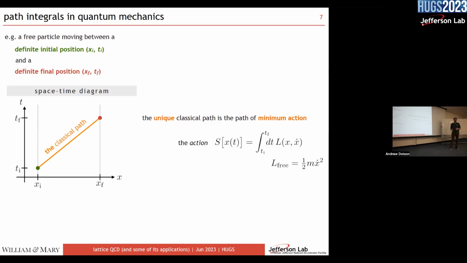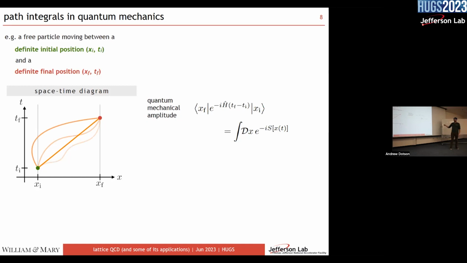A quantum field theory is: don't just take the classical field configuration, but take every possible field configuration, compute the action for that field configuration, and sum over all the field configurations. So there you go. That's a whole semester of quantum field theory in 2 minutes. That's basically what it is.